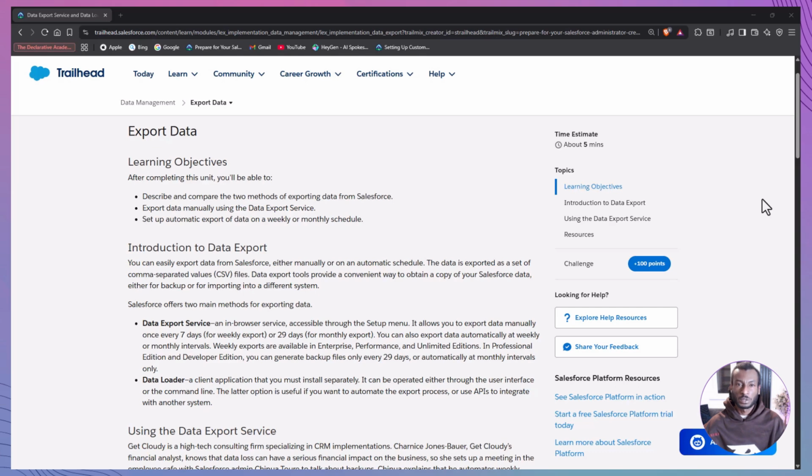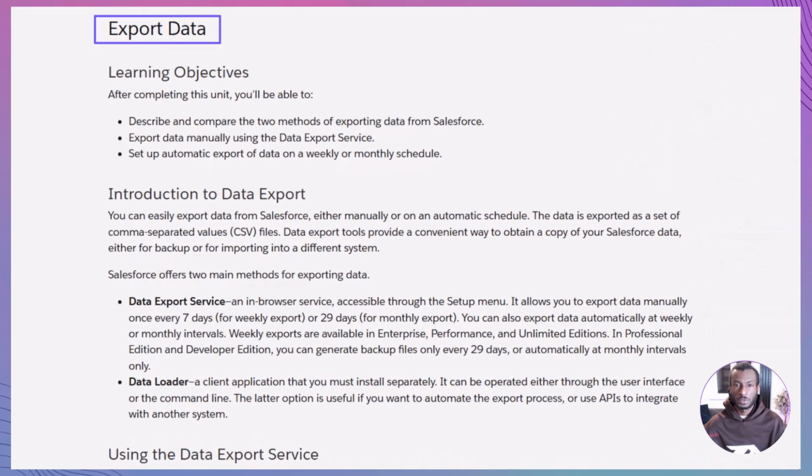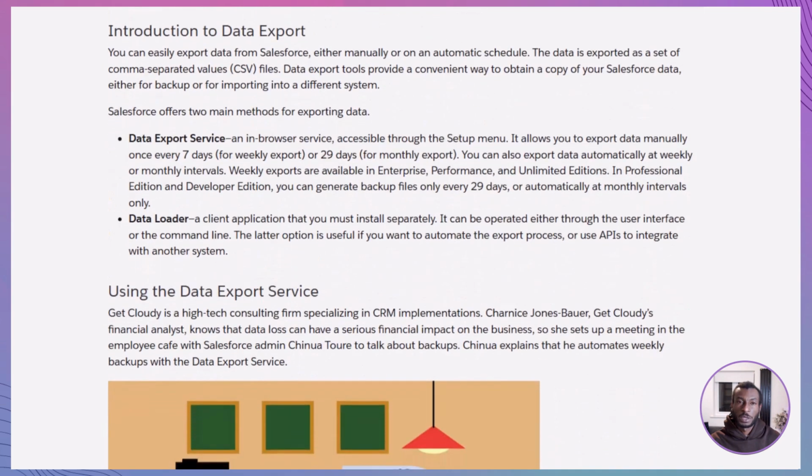In today's session, we're focusing on something every Salesforce admin should know how to do: export data from Salesforce. By the end of this video, you'll be able to describe the two main methods for exporting data: export data manually using the data export service, and even set up automatic exports on a schedule. Think of it as giving your org a safety net, a way to back up data or move it into another system when needed. Let's start with the big picture.